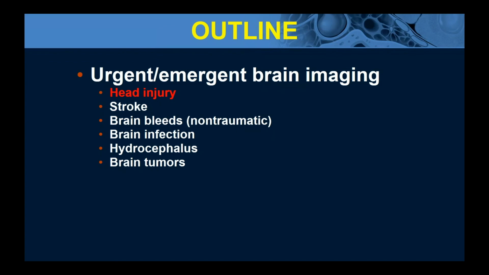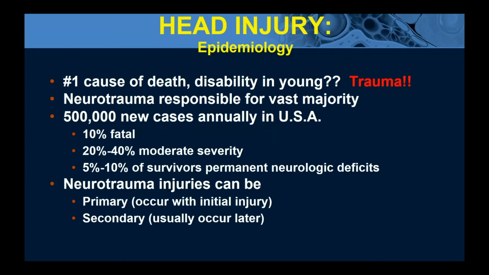The first we're going to start with is talking about head injury, and I'm going to focus on urgent and emergent brain imaging. We're going to start with head injury, stroke, and brain bleeds, non-traumatic brain bleeds. That's part one. And then part two, we're going to talk about brain infections, particularly the ones that you might see on an emergent basis. We're going to talk about hydrocephalus or water brain, and then brain tumors. So let's just talk briefly about head injury.